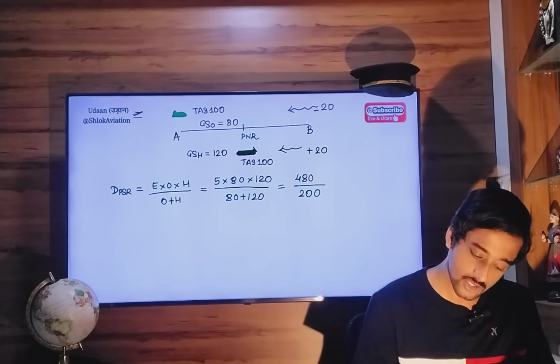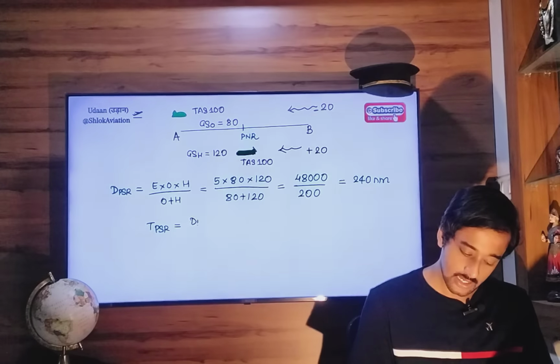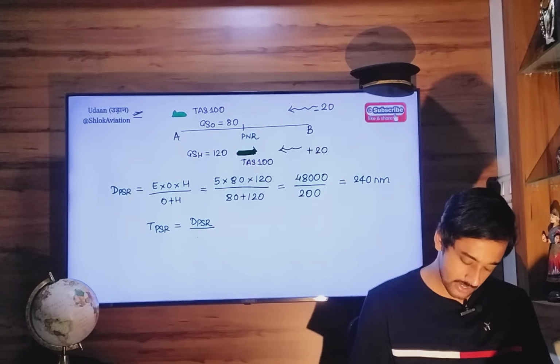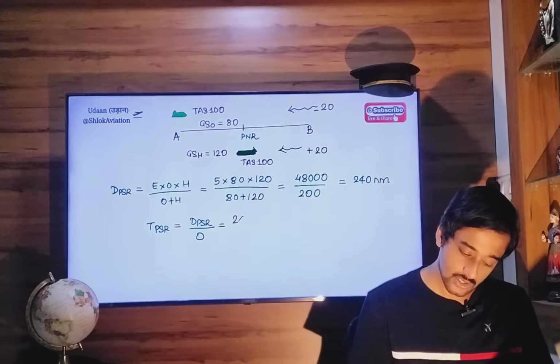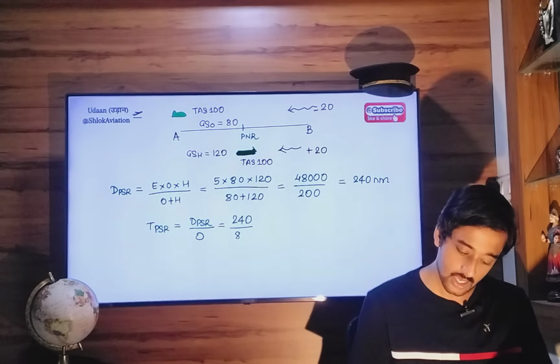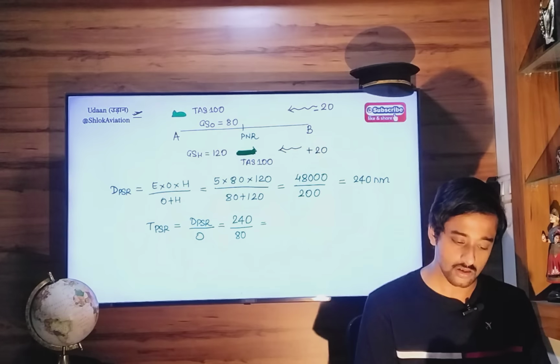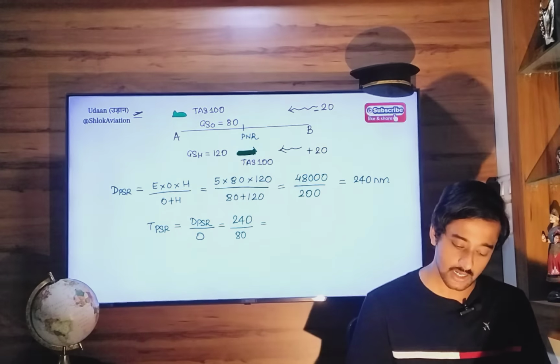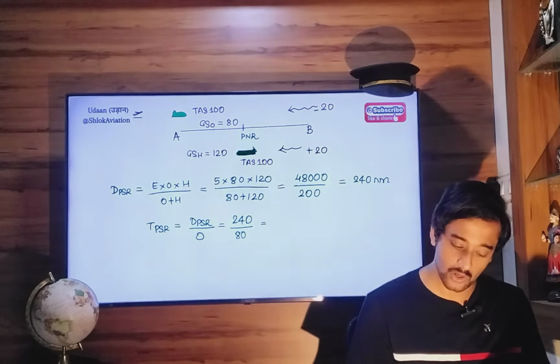So time to point of safe return is distance to point of safe return divided by outbound speed. So 240 divided by 80 into 60, that is 180 minutes. So option alpha, 3 hours. Okay. Next 119. What is the time to the point of safe return?